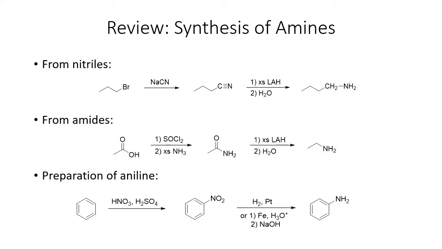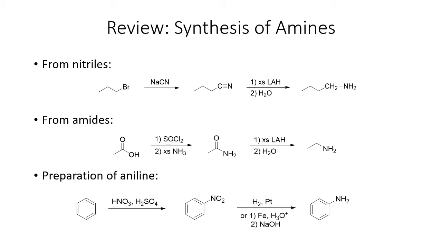Lastly, I just wanted to go over a brief review of the synthesis of amines. So we've learned that we can make amines from nitriles. Now nitriles can be prepared from alkyl halides, treating them with sodium cyanide. The cyanide ion will come in and attack the carbon and kick off the bromine in an SN2 mechanism. From there, nitriles can be reduced to amines by using excess LiAlH4 followed by water. That's going to get rid of the pi bonds altogether and replace them with hydrogens.